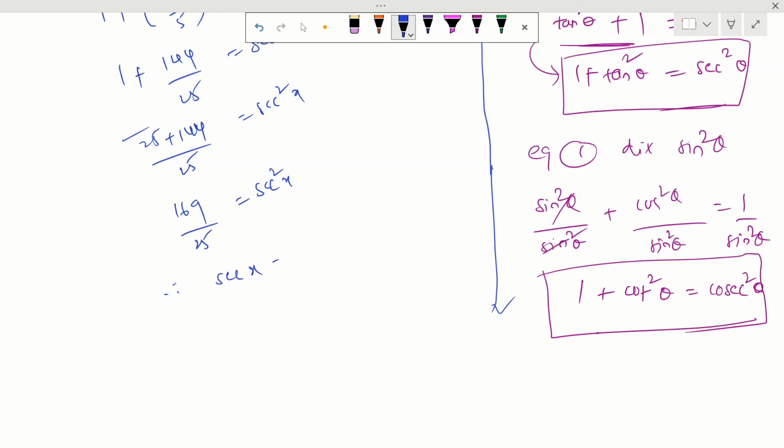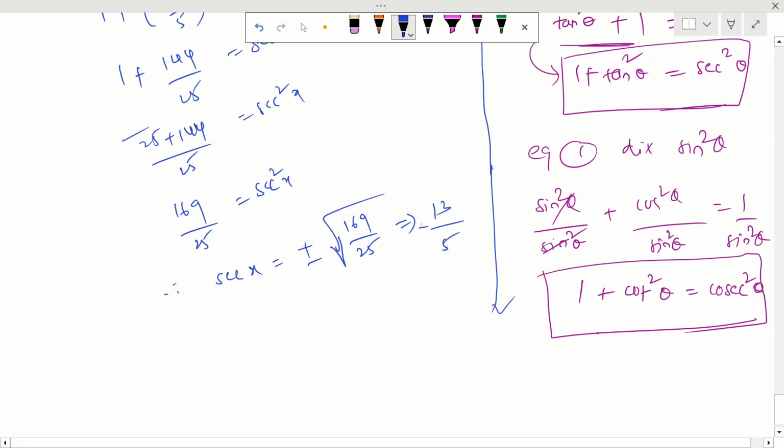Then secant x is what? So here square root will come, plus or minus square root of 169 divided by 25. We know that 169 is 13, so square root of 169 is 13. Square root of 25 is what? Square root of 25 is 5. So we are having plus or minus 13 by 5.